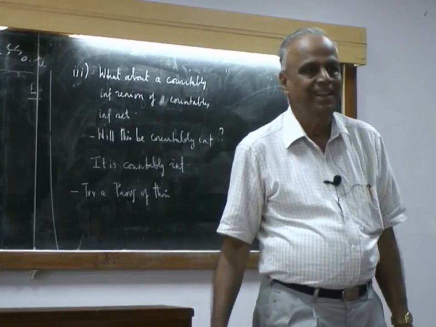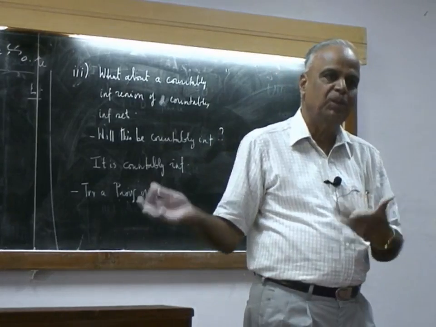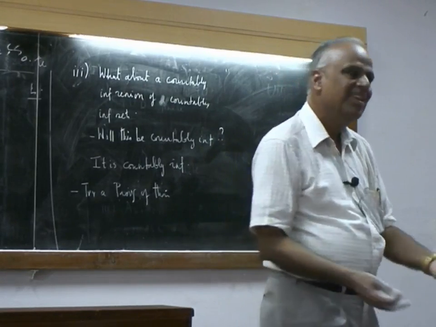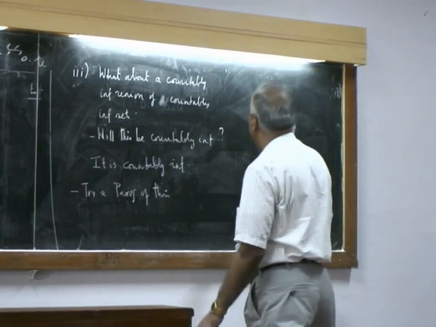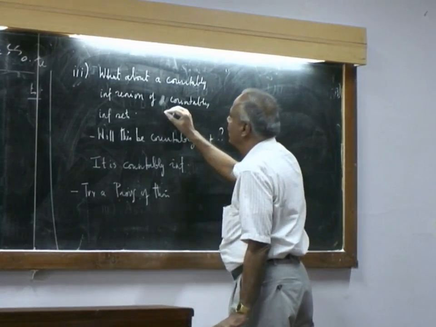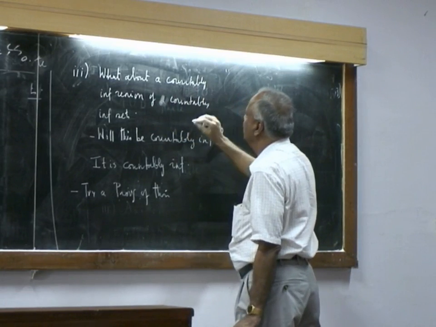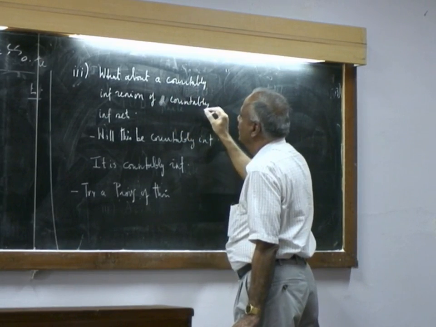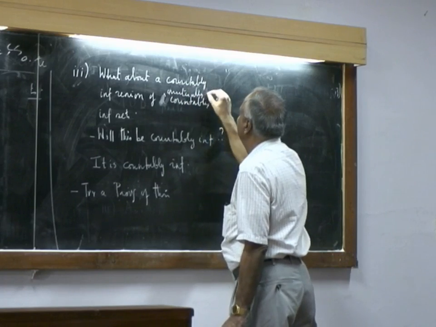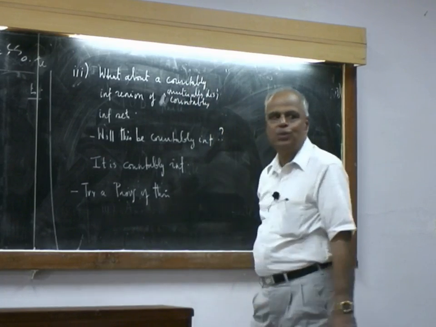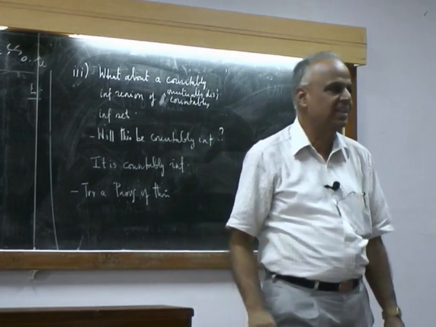Even in the disjoint case itself, it's going to be countably infinite. In the non-disjoint case, it is automatically going to be countably infinite. So they are all an infinite union of mutually disjoint sets. So just look at that case, mutually disjoint, countably infinite sets.